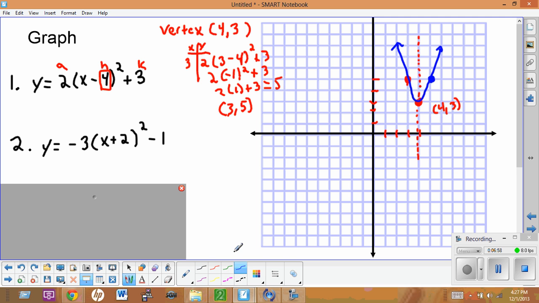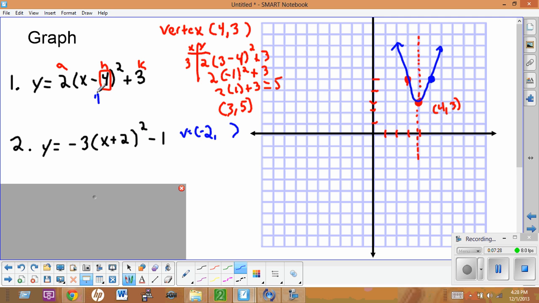Now the key here is finding our vertex. So I'll use V for vertex. And I notice right away we're not in the right form. We're going to have to do the minus and negative thing. And a quick shortcut to that is to remember that inside the parentheses, you always want the opposite. So if this is a plus 2, we're really looking for a minus 2. One more time. Inside the parentheses is the opposite.